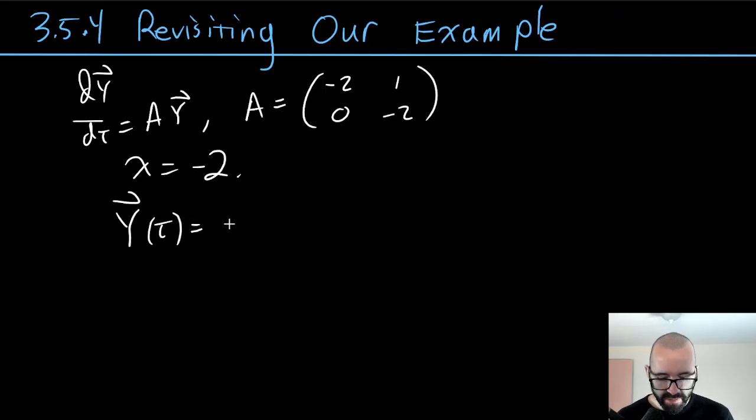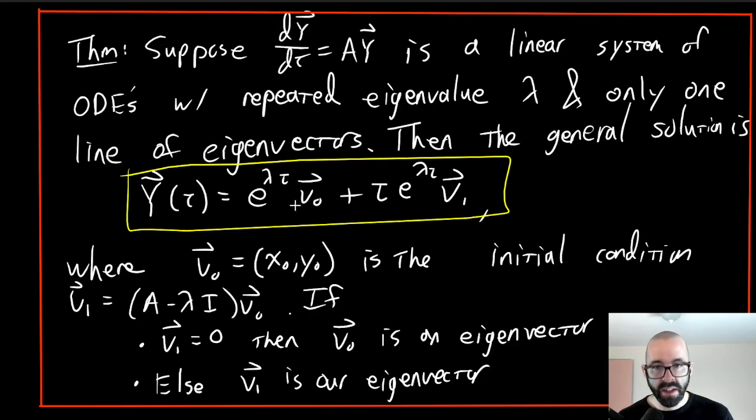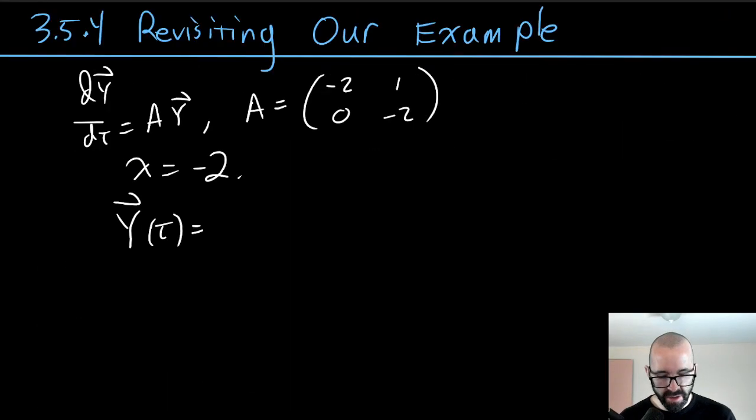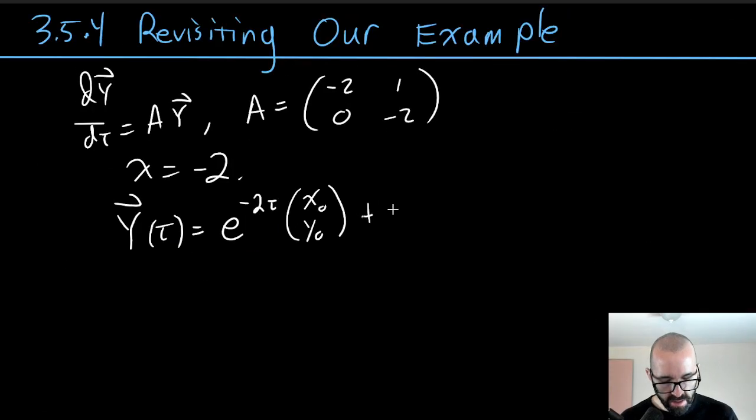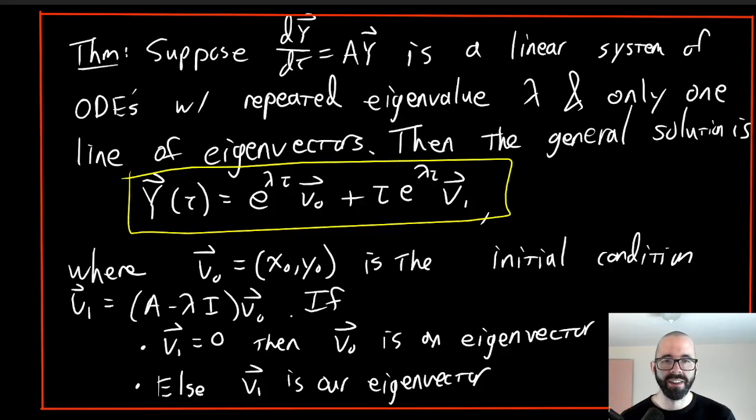Y of t is going to be e to the lambda t times our initial condition, x naught, y naught, plus t e to the lambda t times v1. What was v1? We have to do a little work, but that's it. All we need to do is find v1, and we're going to be done.